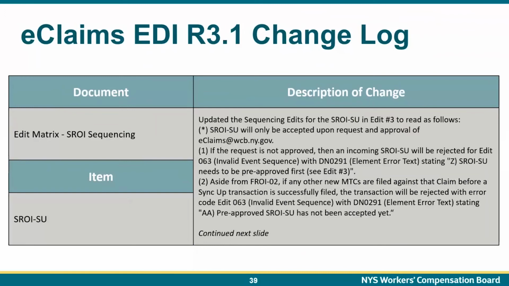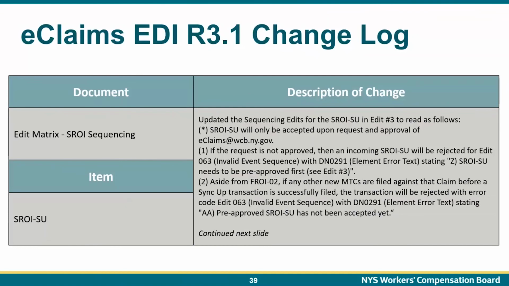eClaims change log number 60. We updated the SHROI sequencing table for the SHROI SU for the sync up. We updated the sequencing edits for the SHROI SU in edit number 3 to read that the SHROI SU will only be accepted upon request and approval of eClaims at wcb.ny.gov. If the request is not approved, then an incoming SHROI SU will be rejected for edit 63, invalid event sequence, with DN 291 element error text stating SHROI SU needs to be pre-approved first, see edit number 3.